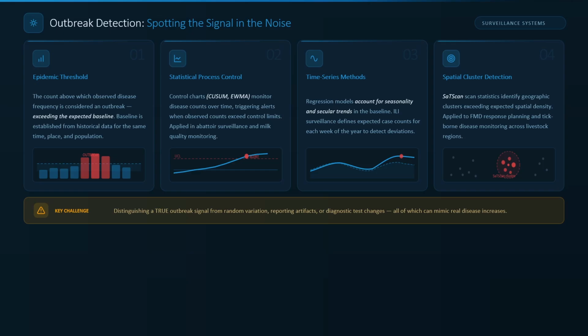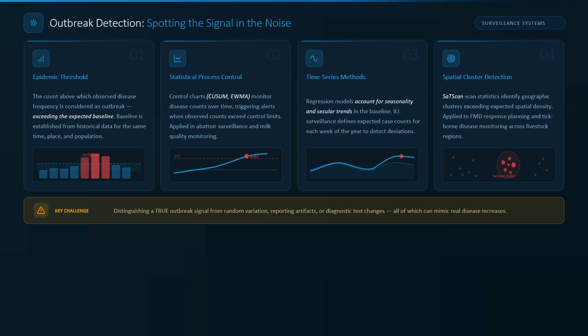Spatial cluster detection asks a different question, not just how many, but where. Scan statistics like SaTScan identify geographic clusters that exceed the expected spatial density. This drives FMD response planning and tick-borne disease monitoring across livestock regions.